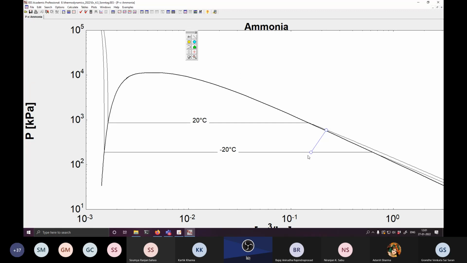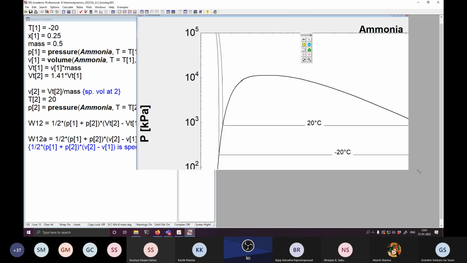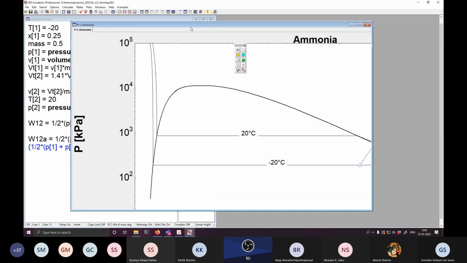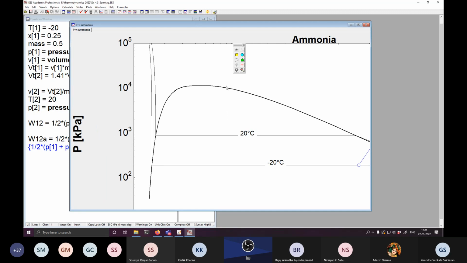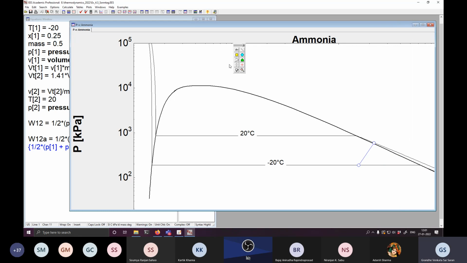And why is the point so far to the right? I have already told this in one of the previous classes: this point is so far to the right, despite having a quality of 0.25 only, because the x-axis scale is in log. That is why it looks like that. Is it clear? Yes, sir.